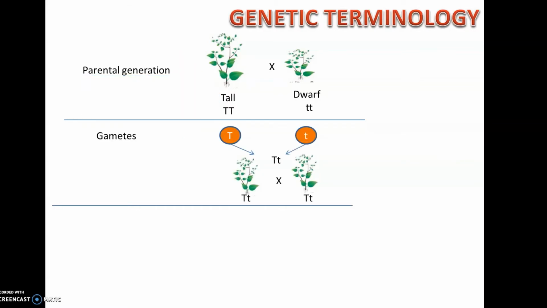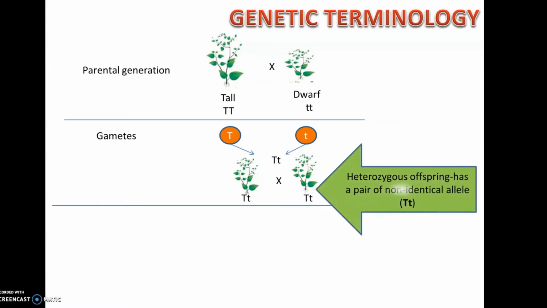Once the homozygous dominant parent and homozygous recessive parent are crossed, F1 offspring are produced with a heterozygous characteristic, which has a pair of non-identical alleles, which is capital T and small t.